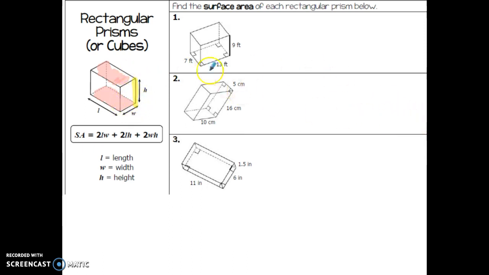So for example, in number 1, I see that it's a rectangular prism. So I'm going to shade in my two bases. So here goes one, and here goes the other one. So then I am going to label my sides. My long side, that's my length. And then my short side, that's my W. And here, like I said, the side that is connecting those two, it is touching both of the bases. That's going to be my height.